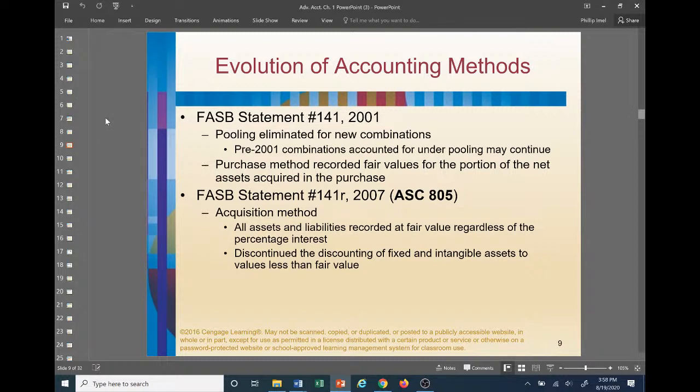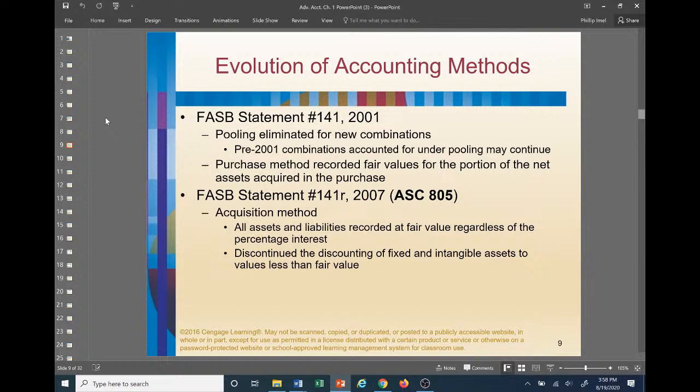The evolution of accounting methods. FASB Statement number 141 from the year 2001 eliminated the pooling method. So the pre-2001 combinations accounted for under the pooling may continue, so they don't have to make the changes reflective in their accounts, is what that means. Any combination that happened before 2001, they can continue to operate and carry those assets on their books as they did. The purchase method recorded fair value assets acquired in the purchase.